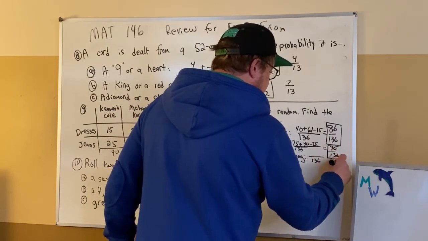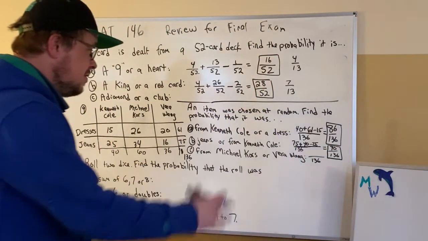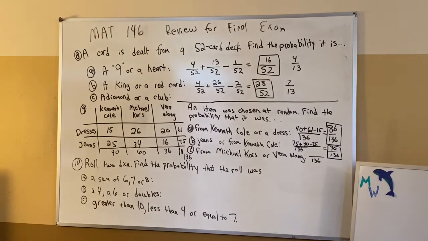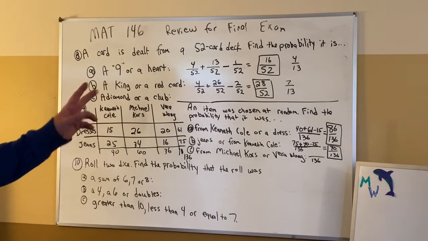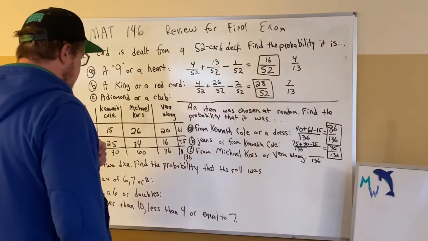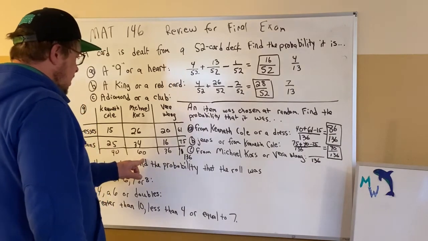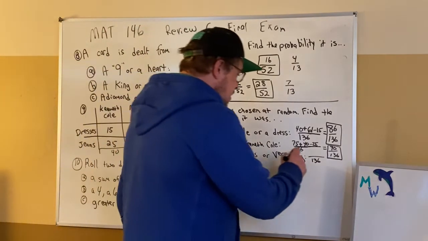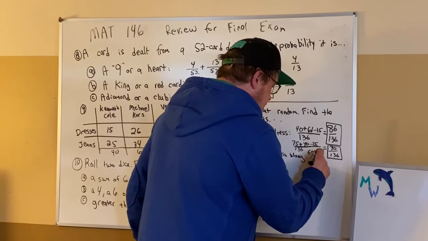Okay, you can reduce that fraction, but that's what's looking to show me that you know how many of them qualify to meet at least one of these criteria. Michael Kors or Vera Wang, right? Michael Kors or Vera Wang. 60 Michael Kors and 36 Vera Wang.